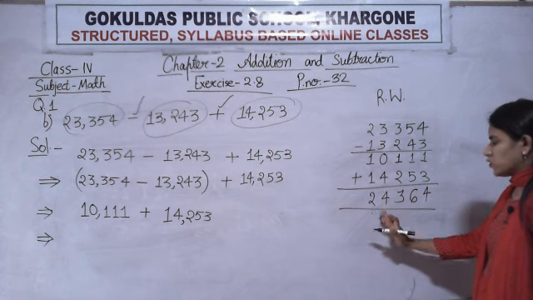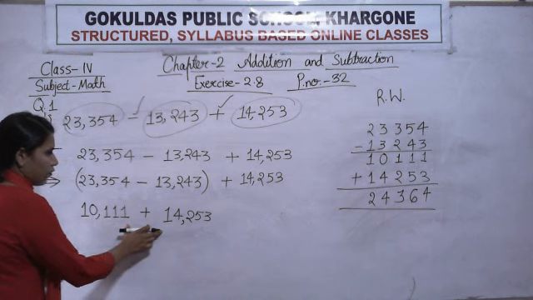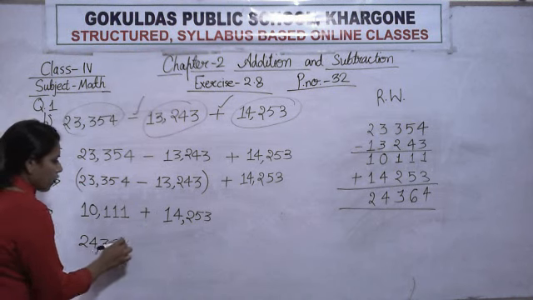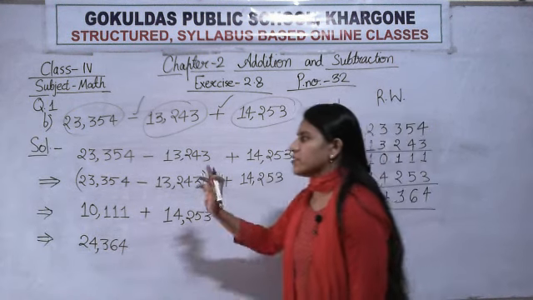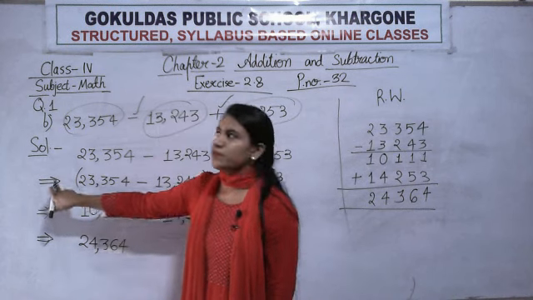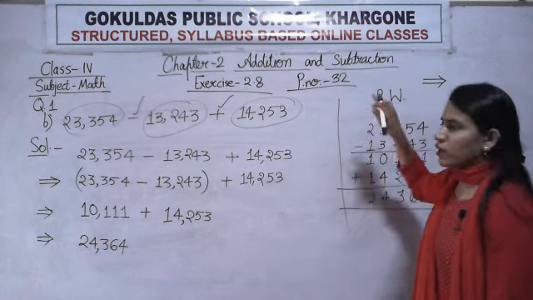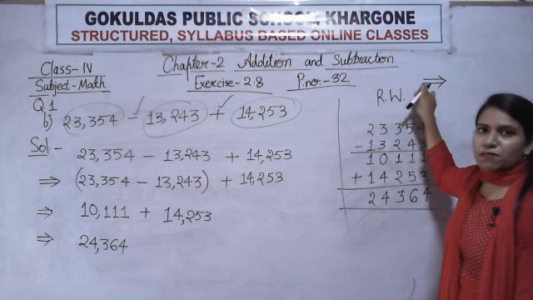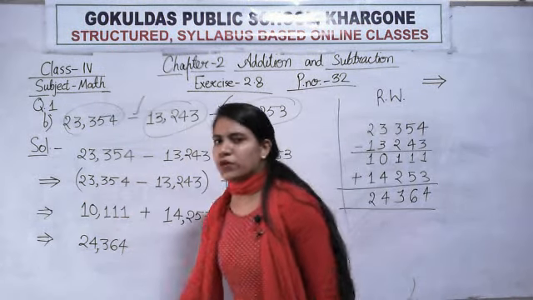So you got 24,364. When you add these two numbers, you get 24,364. It is your rough work and it is your solution. When the step gets changed, you have to put this symbol. Which symbol is it? It is an equal to sign with an arrow. The symbol name is implies. So when a step gets changed, you have to put this symbol.